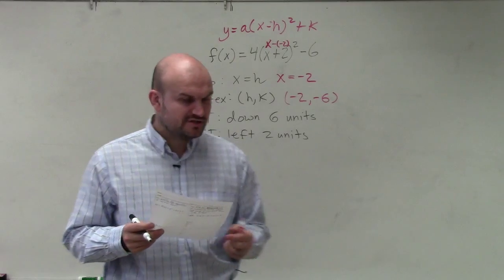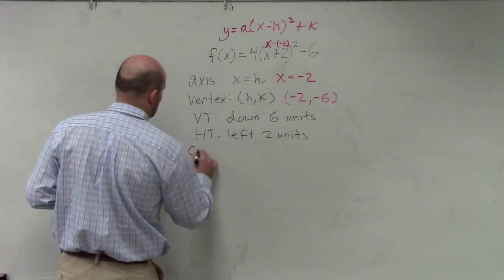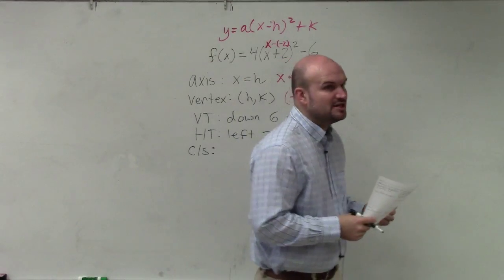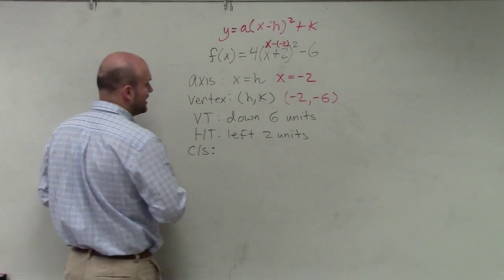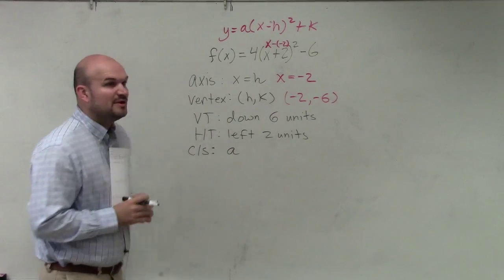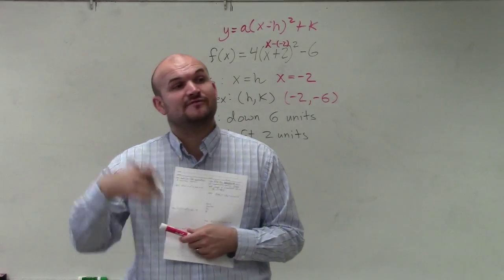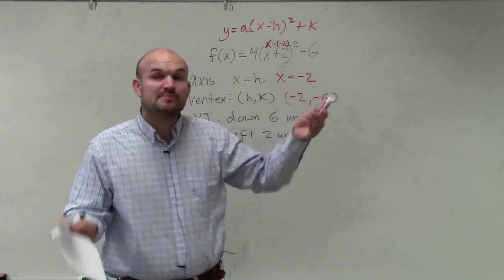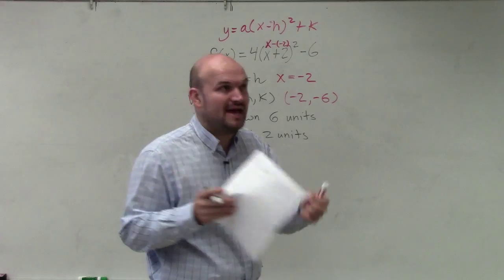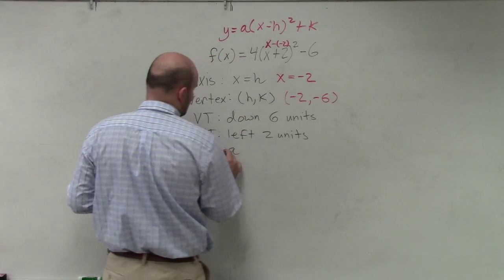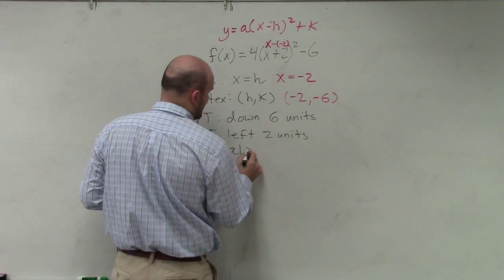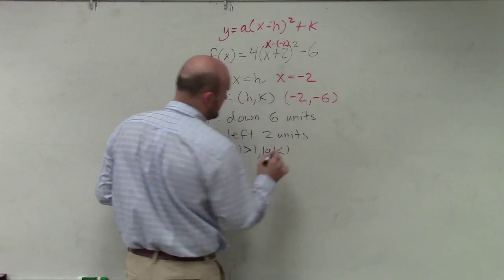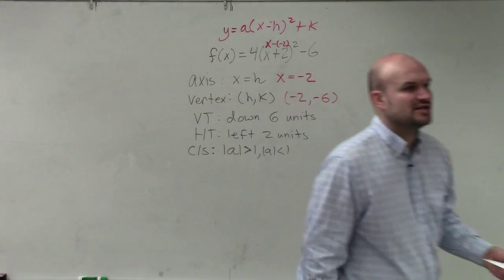The next thing is going to be compression or stretching. And you can write this in a couple different ways. But you guys remember, compression and stretching deals with our letter A. Remember, if A is positive, the graph opens up. If A is negative, the graph opens down. But that would be a reflection. In this case, we have 4. And if you guys remember, when we graphed, the absolute value of A is either greater than 1 or the absolute value of A is less than 1. That's how we determine the stretching or compression.